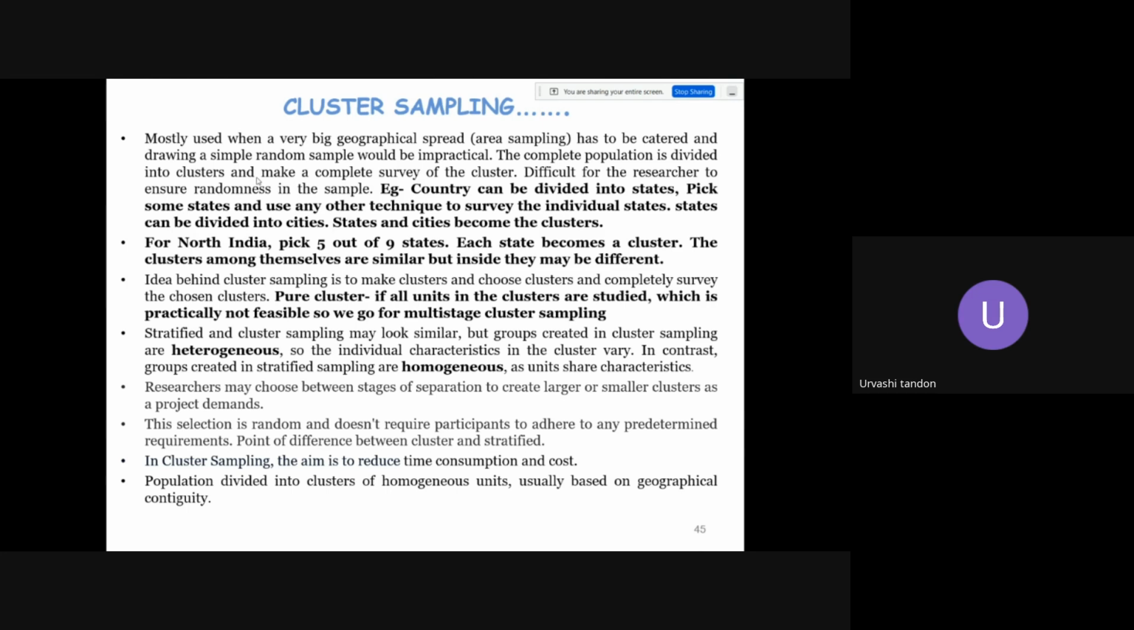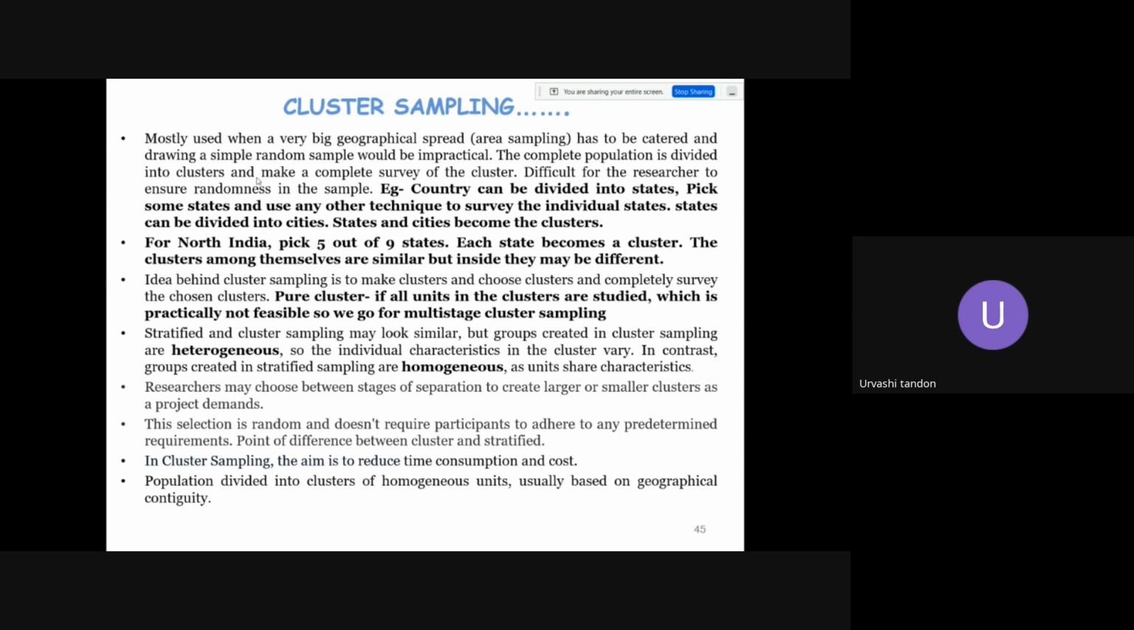For example, a country can be divided into states, then you pick up some states and use another technique to survey the individual states. States can be divided into cities, and states and cities become the clusters. Now, for example, if I'm in North India, I may pick 5 out of 9 states, and each state becomes a cluster, and the clusters among themselves are similar, but inside they may be different. Now, there is a difference between the strata.